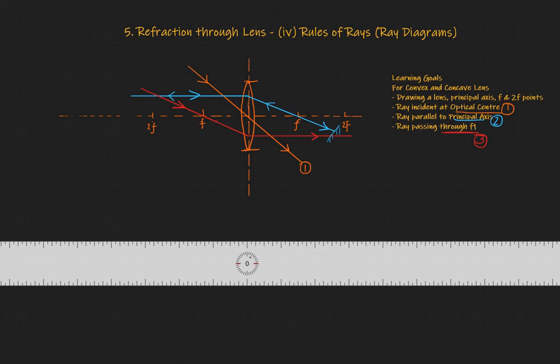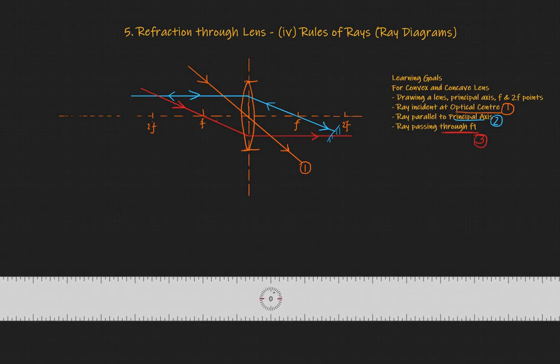So this is the same thing. We tell that differently. If a ray comes through the F1, it exits parallel. So these are the three rules for convex lens. Now let's look at a concave lens.